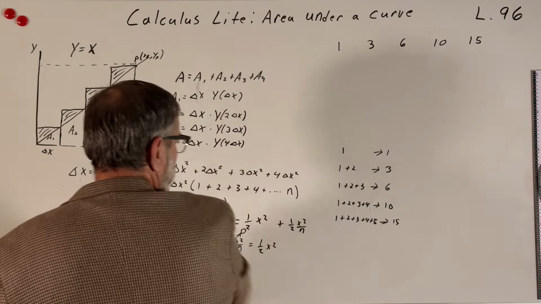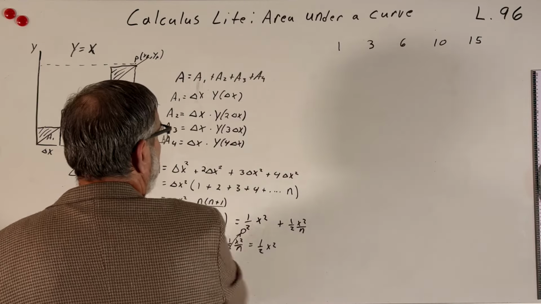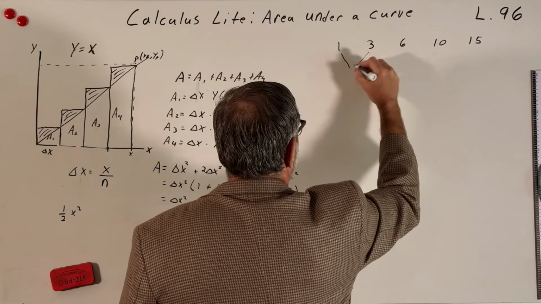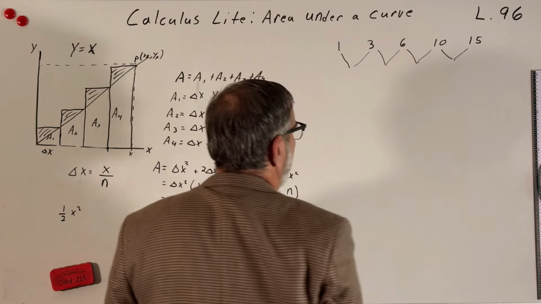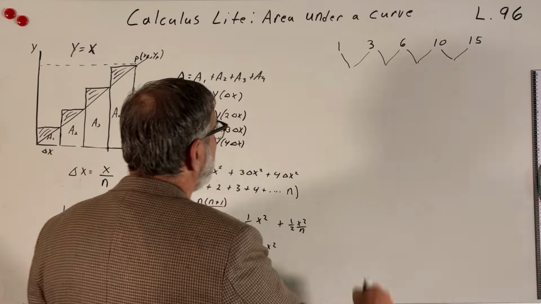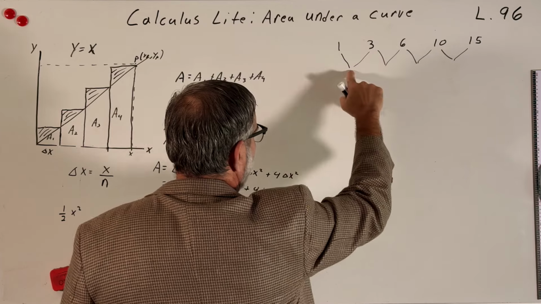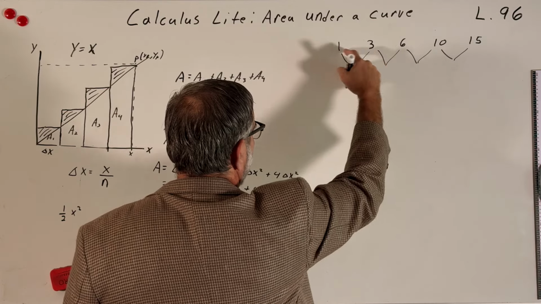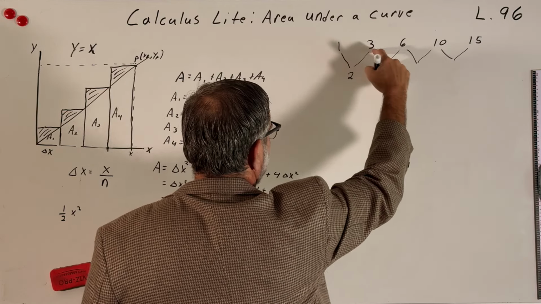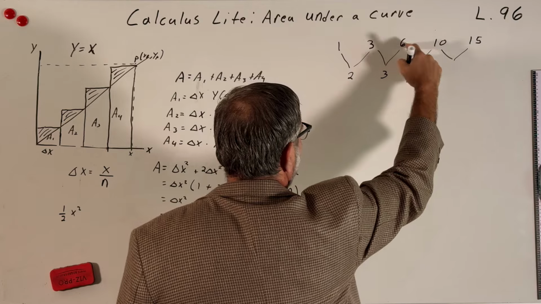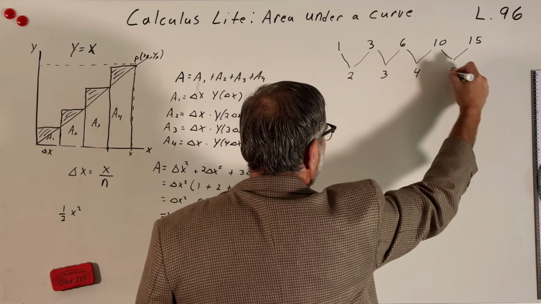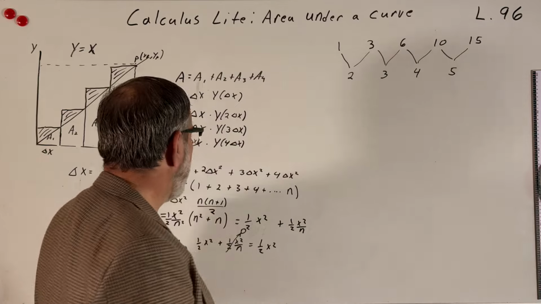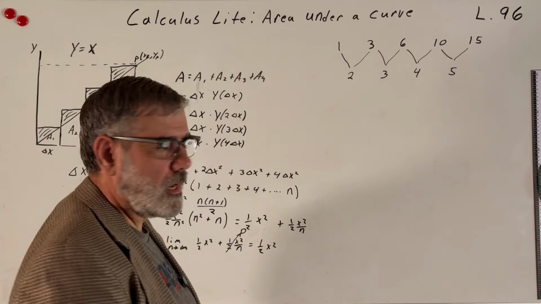Okay? And if you've ever seen Pascal's triangle, it's a similar kind of thing, okay? So I'm going to take these two numbers and generate a new number below it. 3 minus 1 is 2. 6 minus 3 is 3. 10 minus 6 is 4. 15 minus 10 is 5. You see, we've gotten back this 2, 3, 4, 5, right, that we had before, okay?